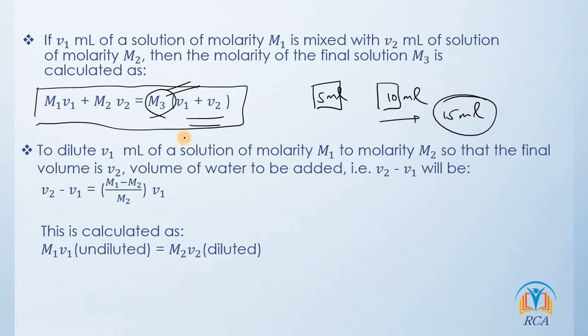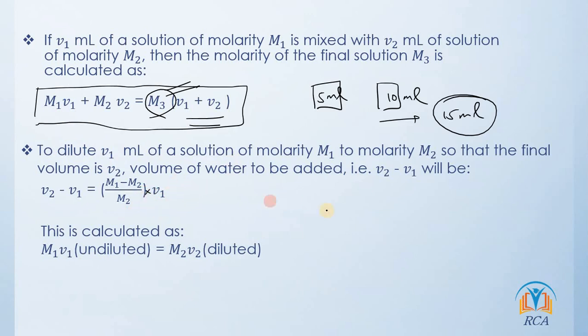Similarly, what is the next key point we have? That to dilute V1 ml of a solution of molarity M1 to molarity M2, so that the final volume is V2, then the volume of water to be added, that is V2 minus V1, will be equal to what? It will be equal to M1 minus M2 upon M2 multiplied with V1.